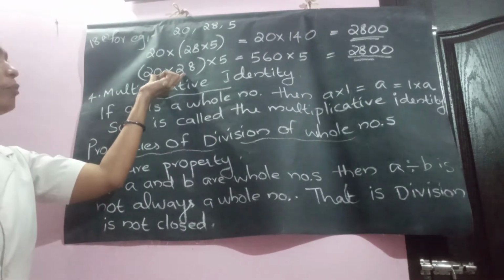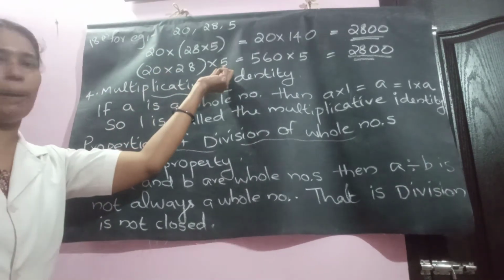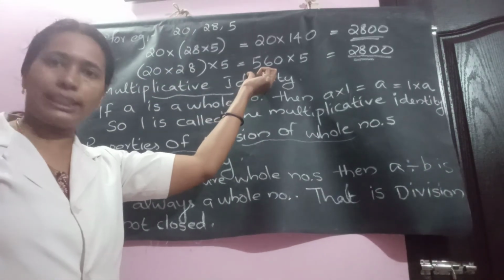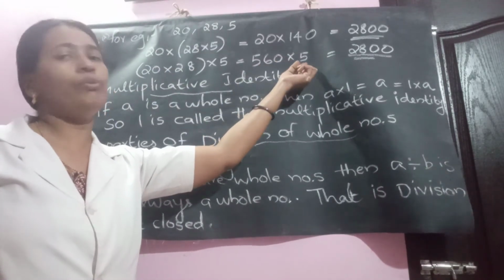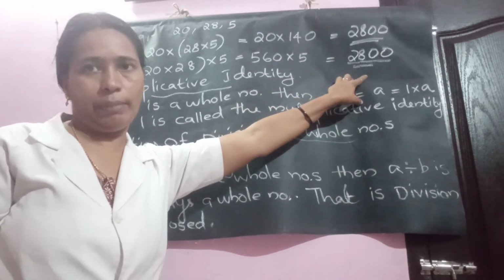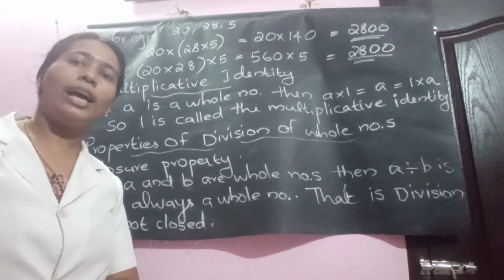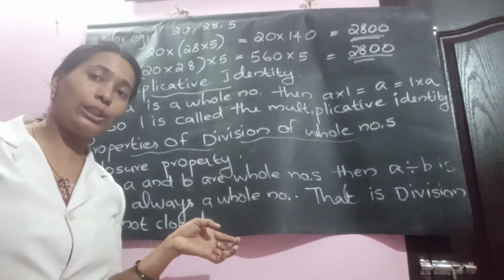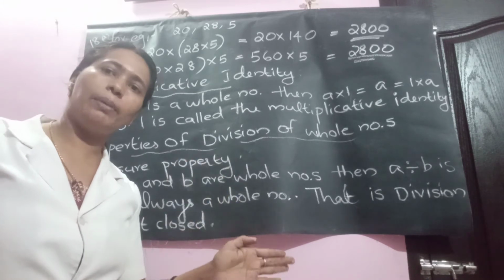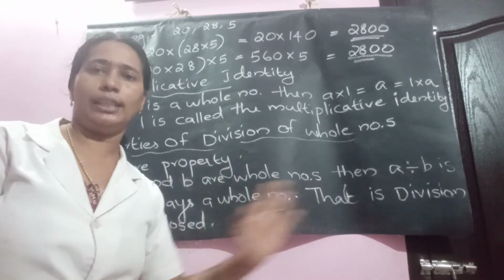First you multiply the first 2 numbers, then multiply the third number. The first 2 product will give you 560. 560 into 5 is giving the same product 2800. That means whole numbers are associative in case of multiplication, or multiplication of whole numbers is associative.